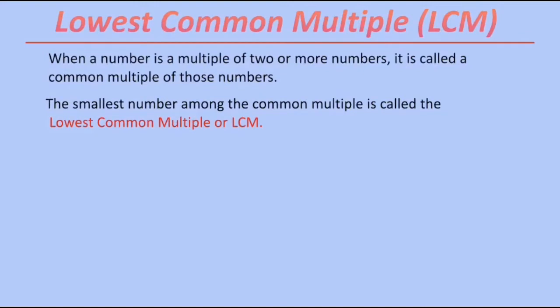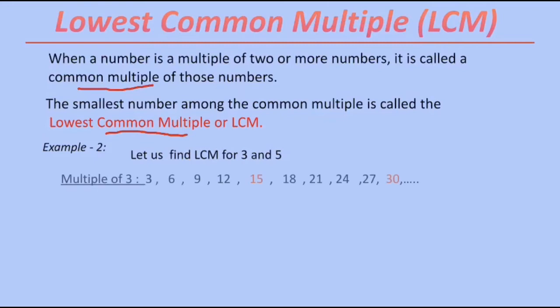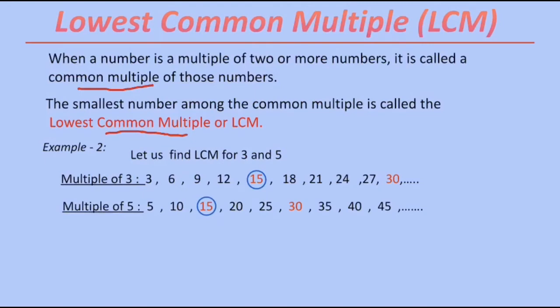Now let us learn about lowest common multiples, that is LCM. When a number is a multiple of 2 or more numbers, it is called a common multiple of those numbers. The smallest number among the common multiples is called the lowest common multiple or LCM. Now let us see through an example. Here we have taken 3 and 5. Now we are finding LCM for 3 and 5.